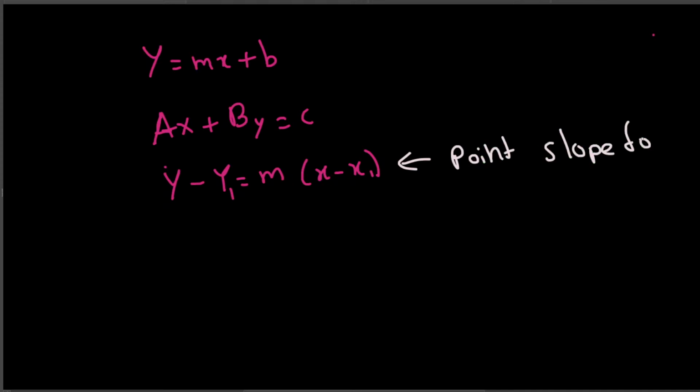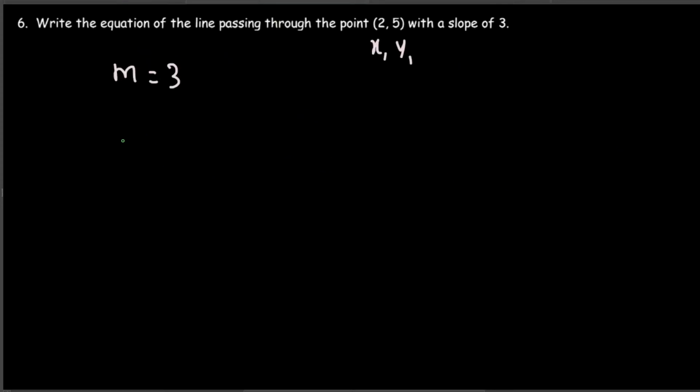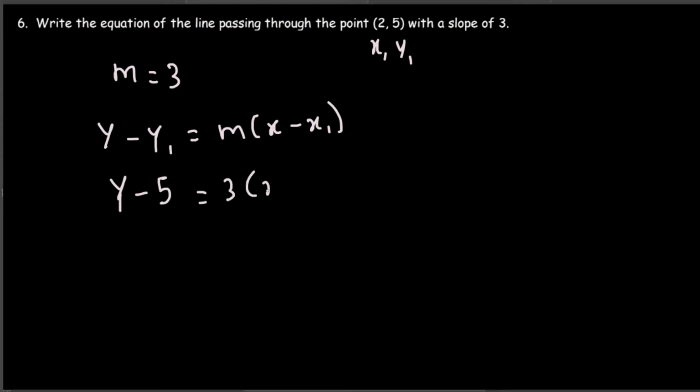Let's bring this equation here. So here I'm going to write the same equation again, that is y minus y1 is equal to m times x minus x1. Here we have the y1 value and also the x1 value, and also we have the slope, so we can just plug the numbers right here. So y minus y1 value is 5, so I just plug it right here, and then slope is 3, and x minus x1 value is 2.